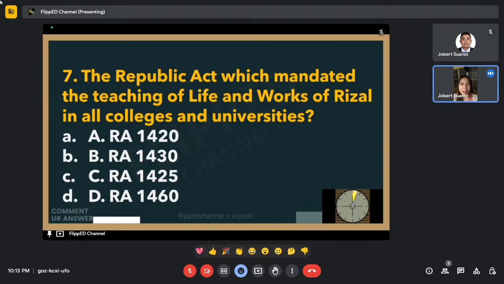The Republic Act, which mandated the teaching on life and works of Rizal in all colleges and universities. What do you call that Republic Act?